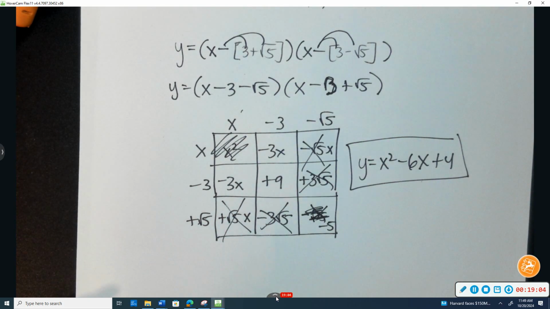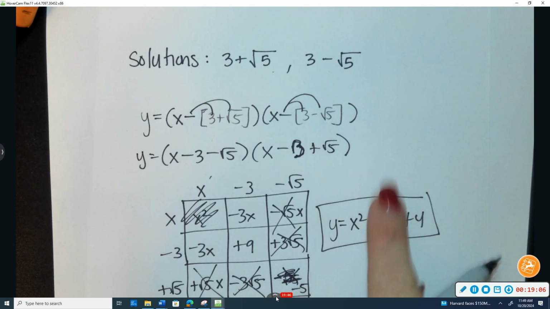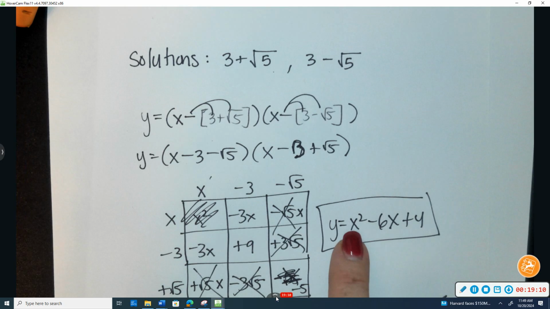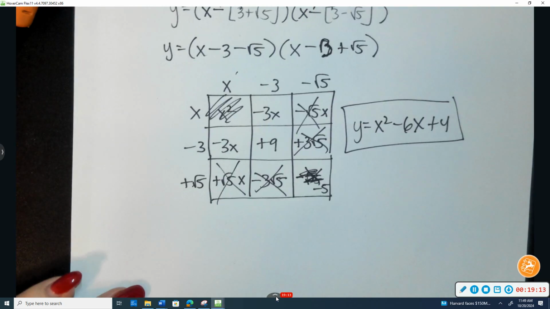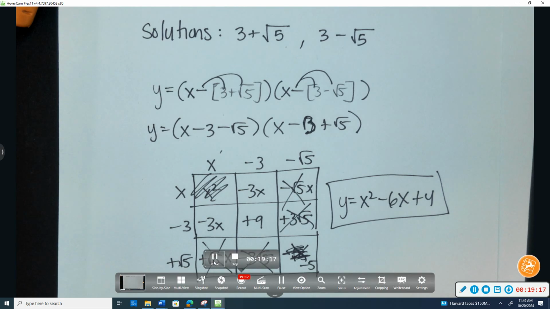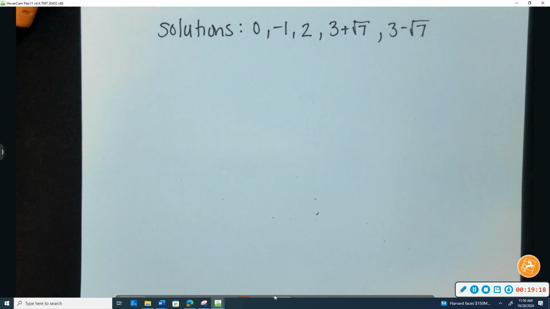So if I plug in this value in for x and I do the math, it should equal 0. And if I plug in this value for x and I do the math, it should also equal 0. Let's go on to our final example. I would like you to take a shot on how you can achieve the correct answer here. And then press pause, come back, and let's see if you got it right.